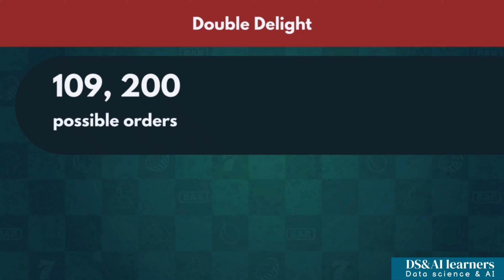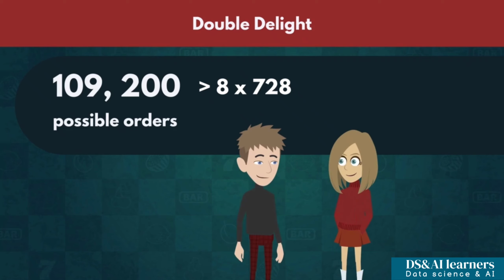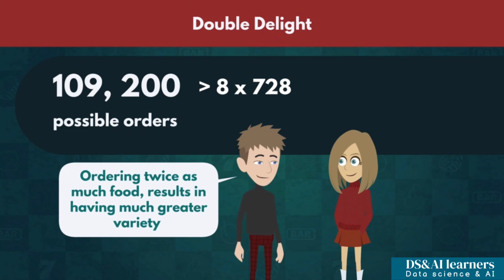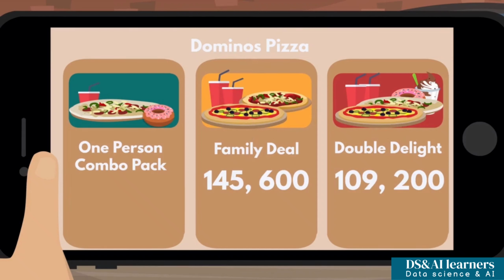Just like with the family deal offer, the number of possible menus you can get is more than 8 times greater than the 728 available for the one-person combo pack. Thus, you showed your friend that ordering twice as much food results in having much greater variety than she had initially thought. Because 109,200 is less than 145,600, you decide to go with the family deal instead of the Double Delight because of the greater variety it provides.